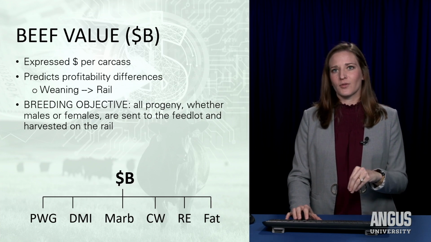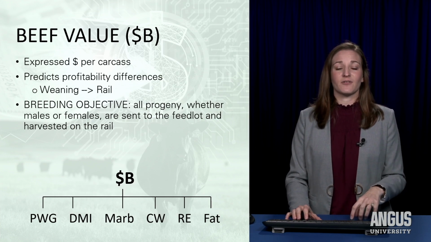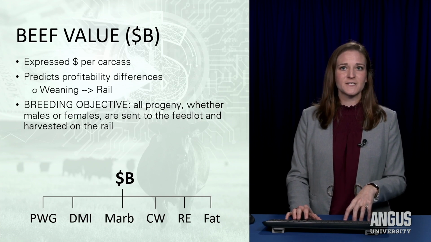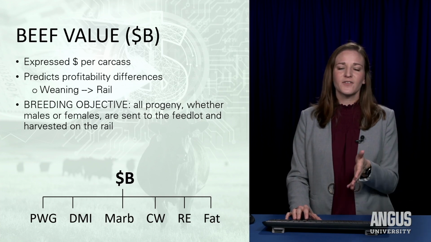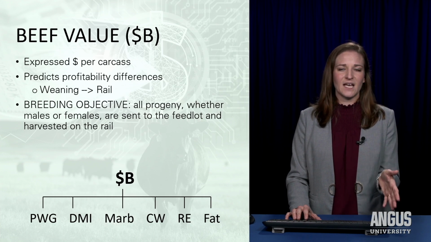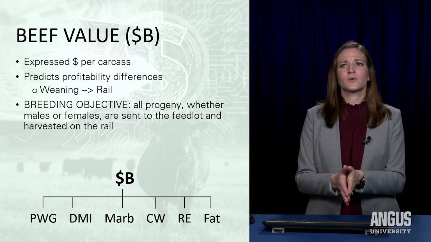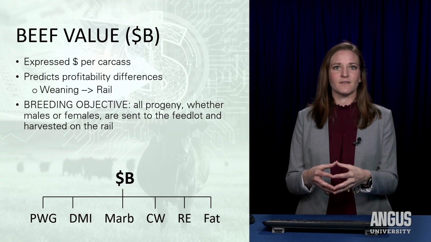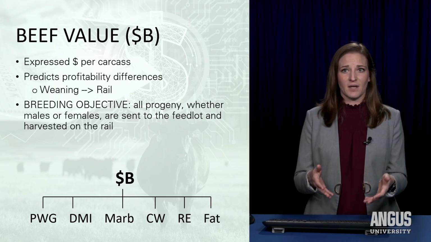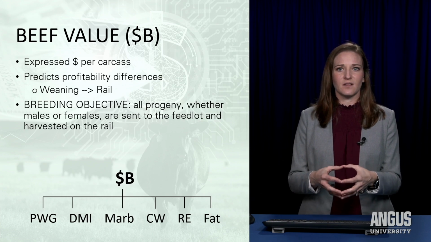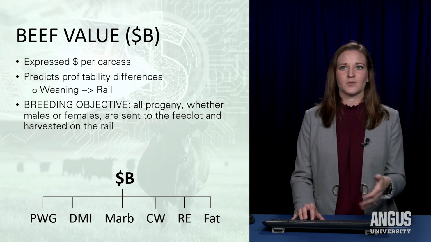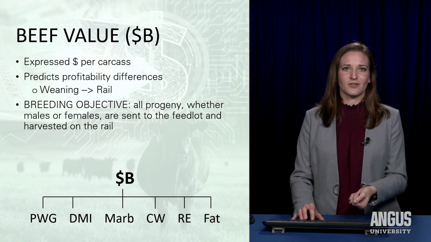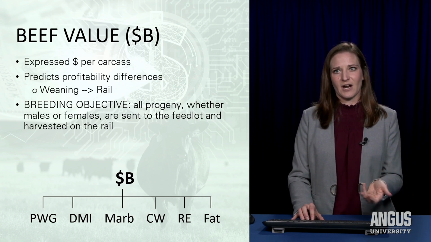Now if we combine both of those, we can take a look at our $B, or that beef value. Again, it's a value expressed in dollars per carcass, looking to predict those profitability differences from weaning time through the rail. And so our $B is a very terminally driven index, based on the breeding objective that all progeny, whether male or female, are going to be sent to the feedlot and harvested on the rail, right? So it's a very terminally driven index combining the traits listed down below that we saw in both $F and $G.